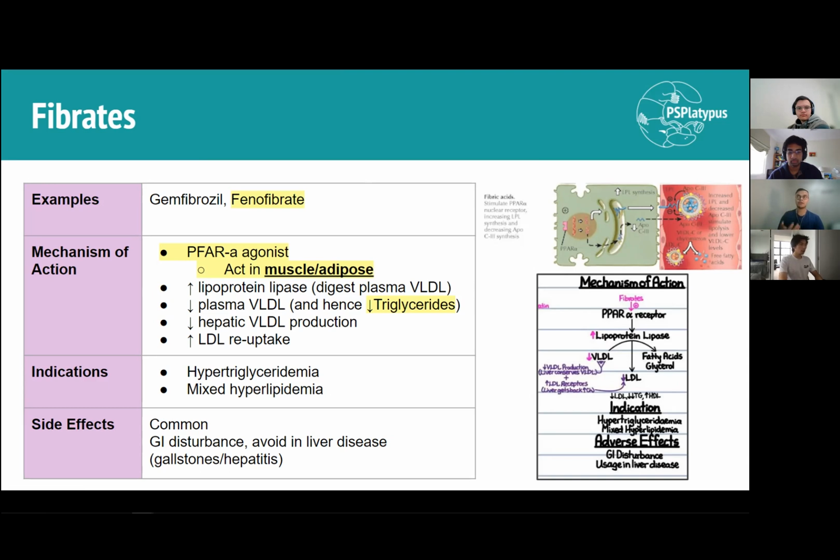By agonizing PPAR alpha, we're actually going to increase something called lipoprotein lipase. And the good thing is, in this case, the name actually makes a lot more sense. Lipoprotein lipase is an enzyme that breaks down lipoproteins. So things like LDL, it will break down, and VLDL, it will break down, primarily VLDL. So this enzyme will digest VLDL that's found in your plasma, and whenever it's digested, it's also going to take up and use the triglycerides inside of it, and hence it has a secondary function of decreasing triglycerides in your bloodstream.